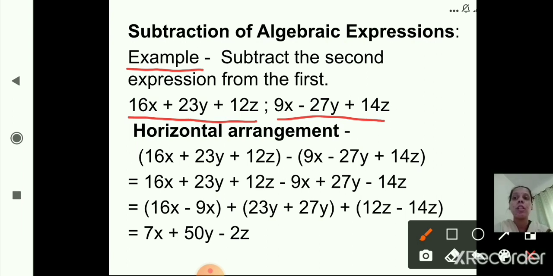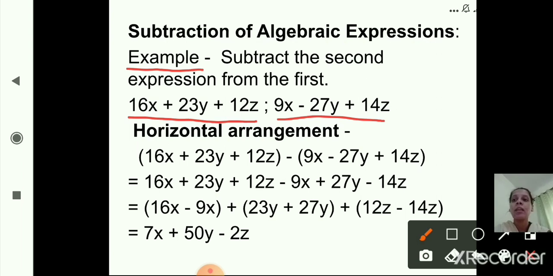First we will do it in horizontal arrangement, and the same sum we will solve in vertical arrangement also. In horizontal arrangement and vertical arrangement you will get the same answer. But no need to do both the methods. I will just explain horizontal arrangement and vertical arrangement. Whatever is comfortable for you, that you will solve. So let's start now. First we'll start with the horizontal arrangement.